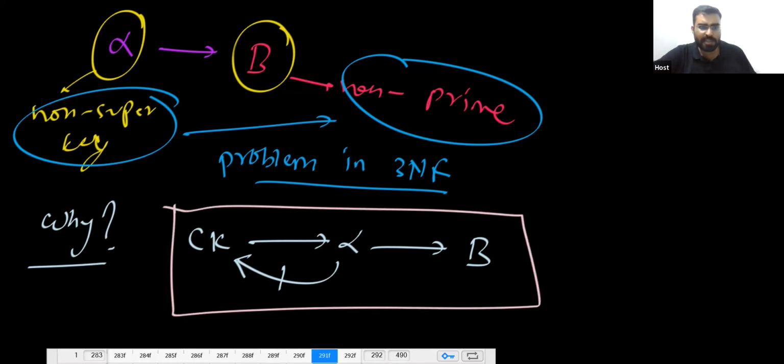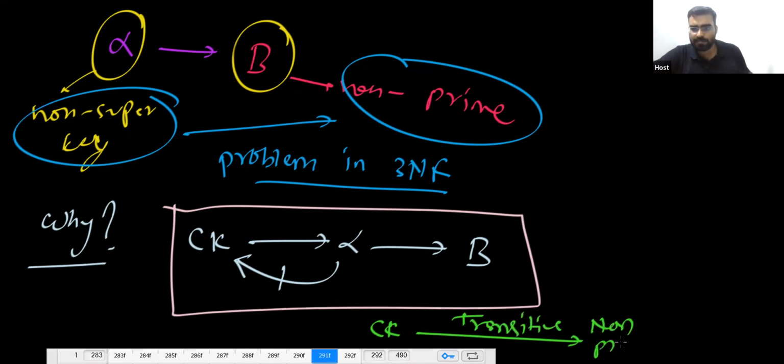So this is a transitive dependency you can create, where here you have non-prime. So this is also a problem. Is this clear? Let me know. Okay, so basically anything of this format is a problem. Remember, this is also a problem. Remember, anything of this format.